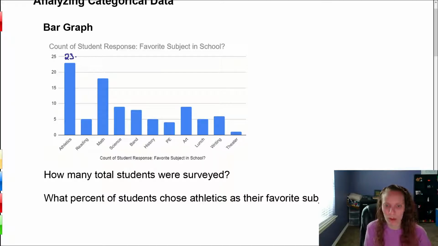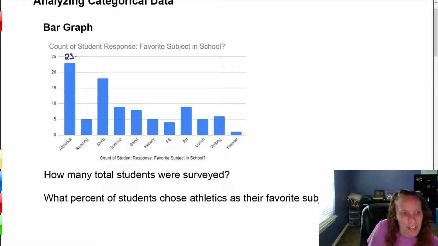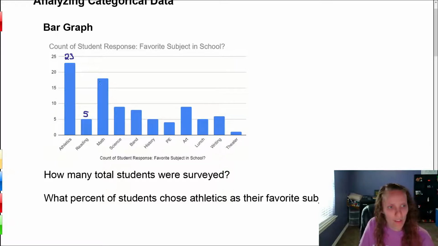So across the bottom you have the different subjects, and then going up and down are the numbers that we're going to be looking at. So across from reading, that looks to be about 5 students who chose reading as their favorite. Math, halfway in between 15 and 20, which looks a little above half, so maybe 18 students. Science, it looks to be about 9. Band, a little less than science, so we'll call it 8.